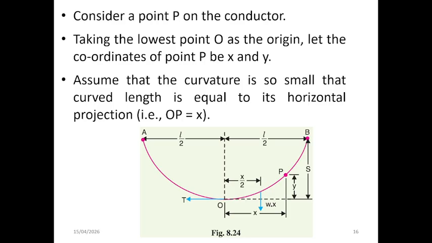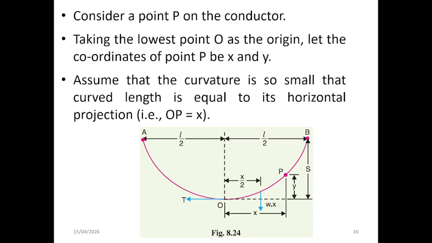Okay, this slide introduces the analysis of the conductor by considering an arbitrary point P along its length. The lowest point O is taken as the origin of the coordinate system, and the position of point P is defined by the horizontal distance X and the vertical distance Y. You know, this is X and Y. So this coordinate setup allows you to mathematically describe the shape of the conductor.